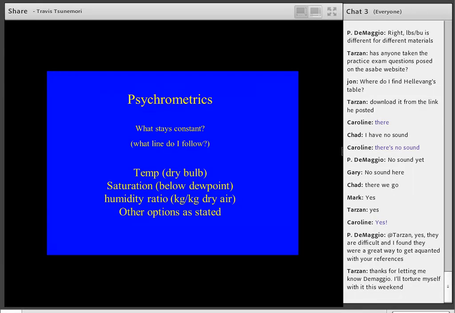Okay, so temperature could stay the same or could change. Saturation, once we hit dew point, so let's go back and look at saturation.